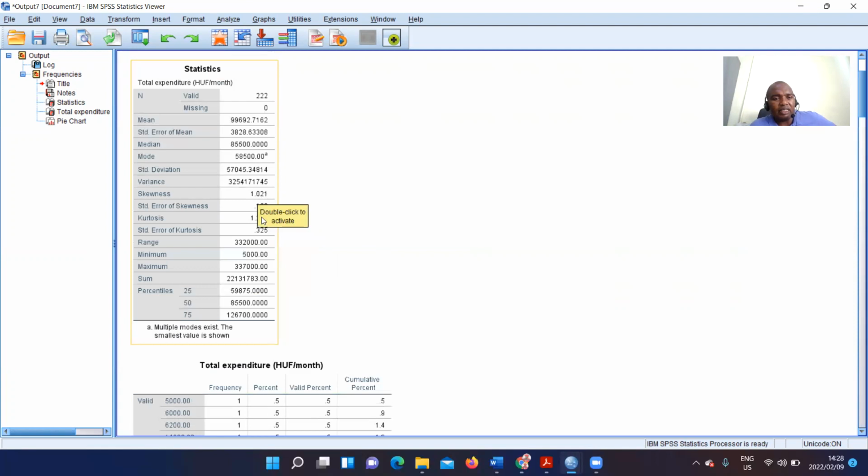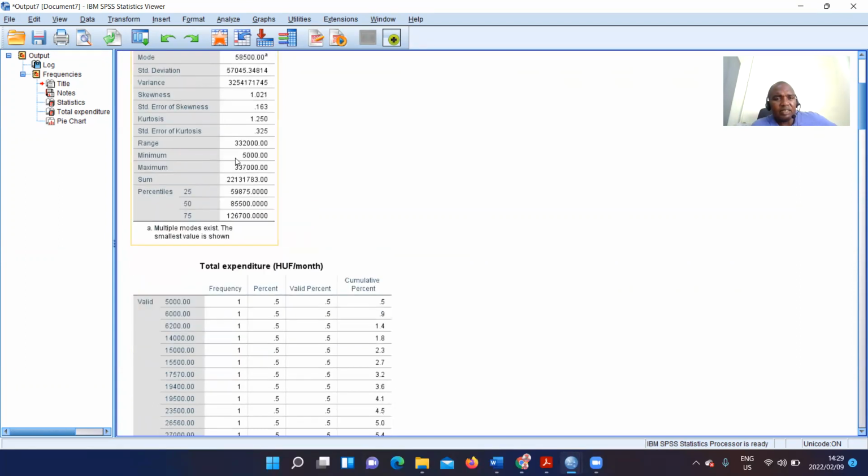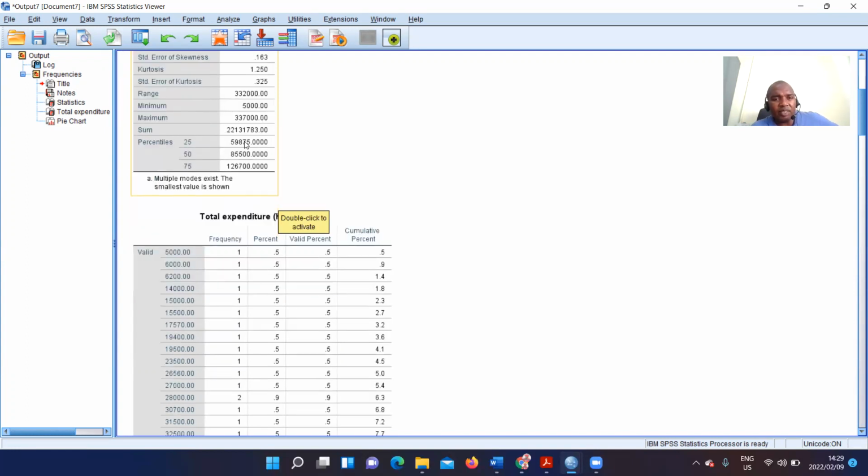And then the other things like the range, you can see them from the figures. The range is 332,000 Hungarian forint, the minimum total expenditure being 5,000 Hungarian forint, and the maximum being 337,000. So the household with the highest total expenditure was spending, in 2011, 337,000 Hungarian forint.